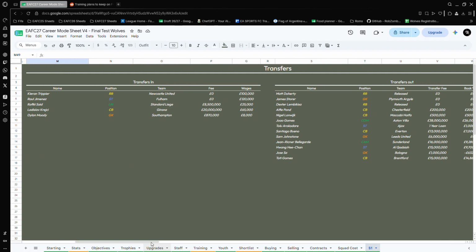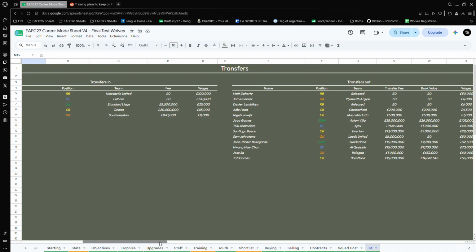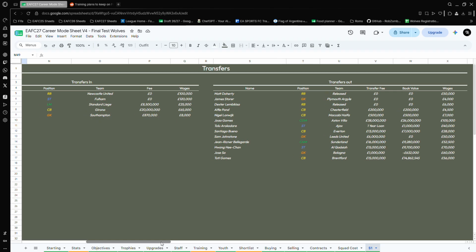So as you can see here, we've got the transfers that have come in, and the transfers out of the players that we've sold. Now, this is what we're saying about the sold. So as you can see on the right and the left, you've just got the details to keep track of who you bought and how much they cost. But on the right-hand side, when you sell a player, let's use Jose Sarr as a good example.